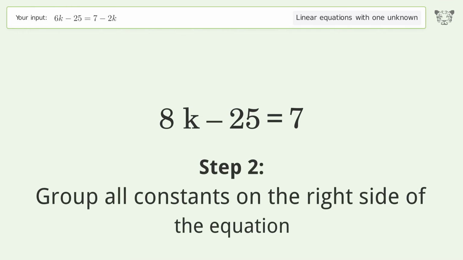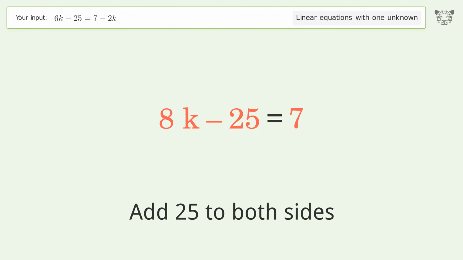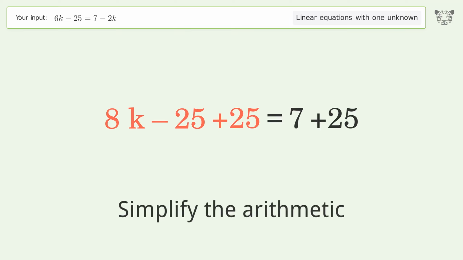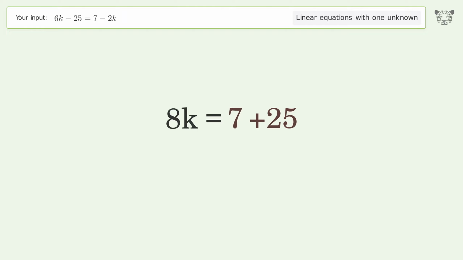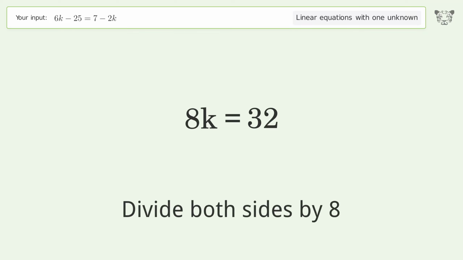Group all constants on the right side of the equation. Add 25 to both sides. Simplify the arithmetic. Isolate the k. Divide both sides by 8.